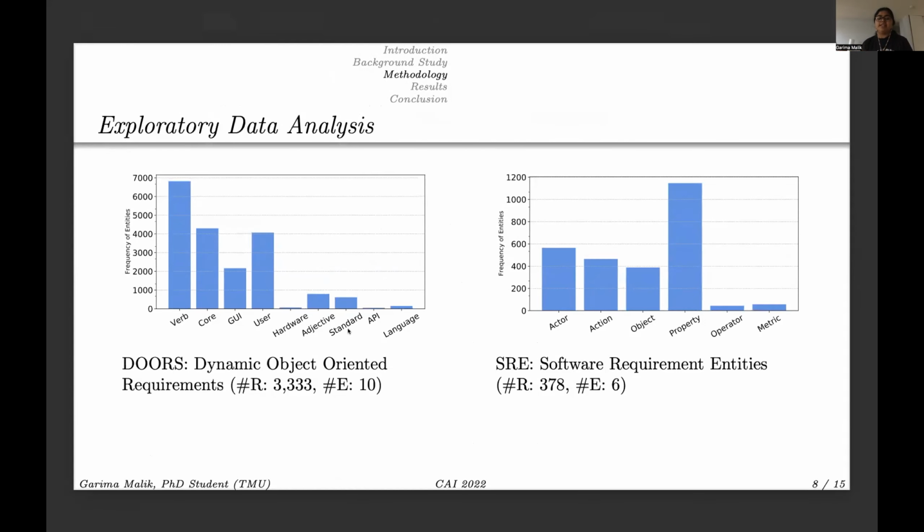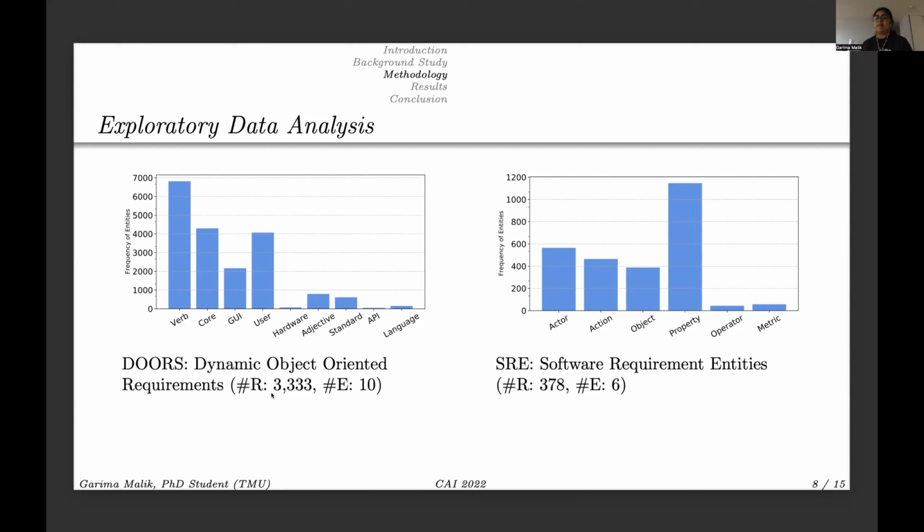In terms of data sets, we had 3 different data sets. One is the DORS data set, which stands for Dynamic Object-Oriented Requirement System. This is basically a task management system, and we extracted some short user stories and software requirements from this. This graph basically represents the frequency of entities we found in this particular data set after annotation. Verb and, I can say, user are the most dominating ones. In total, we had around 5,000 requirements, and after pre-processing and data cleaning we ended up with 3,333 with 10 entities. Then on the right-hand side, we have the SRE dataset, which stands for software requirement entities.